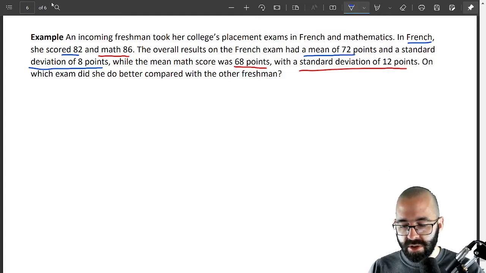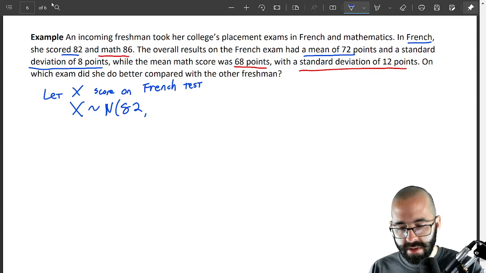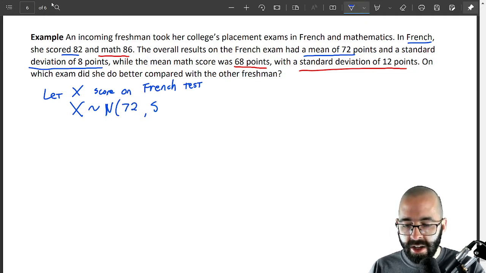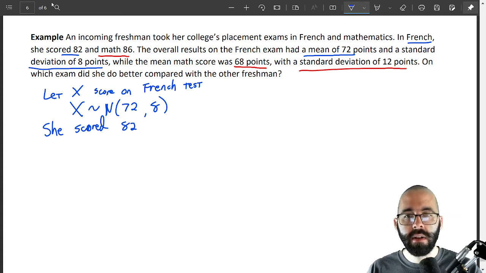All right, so let's start with French. Let X be the score of a random person on the French test. So X is normally distributed with a mean of 82 points. And, oh, nope, that's not the mean. Mean of 72 points on that French exam and a standard deviation of 8. And she scored 82. So she's more than one standard deviation above the mean.